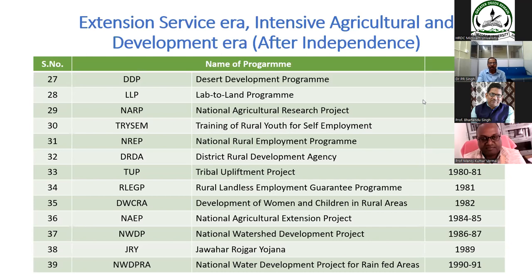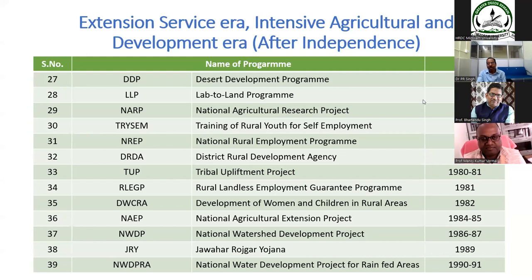So TRYSEM is a very good program, but it is not capable of providing productive units for our market demand. It means market demand is different and our production is different. So that particular program has not been running after 1990. Then the National Rural Employment Program in 1980. We have changed the name of this program.